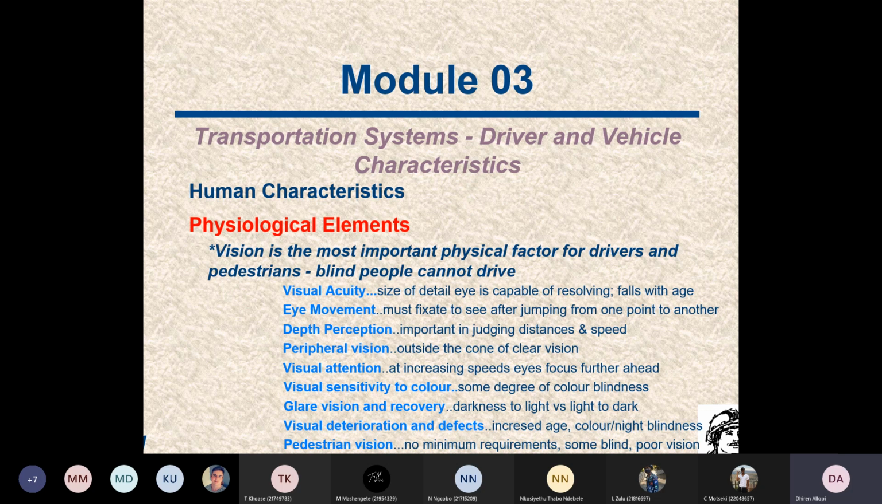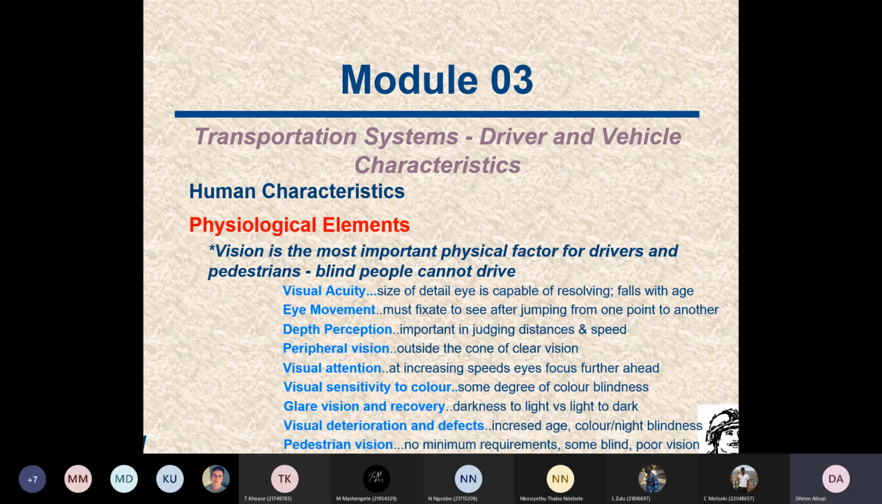And when we talk in terms of vision, a few important aspects pertaining to vision are highlighted on that slide. The first one being visual acuity. And that basically determines the size of detail your eye is able to resolve. In other words, able to see. And it's a given fact that this visual acuity diminishes or decreases with age. So as you get older, your eyesight gets worse, and hence your visual acuity is not as good as when you were a young man or a young person. Don't want to be sexist.